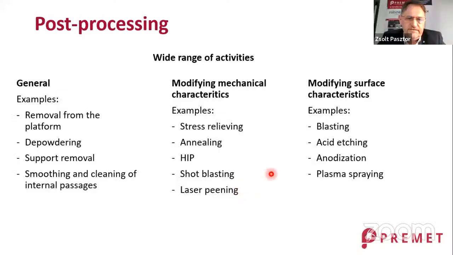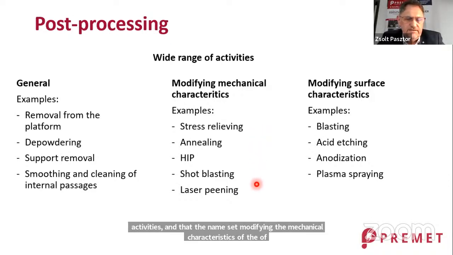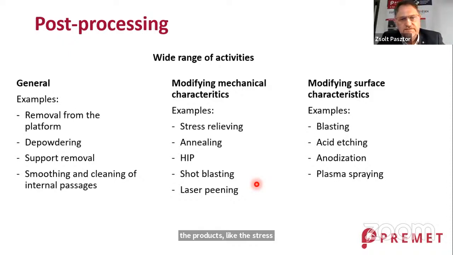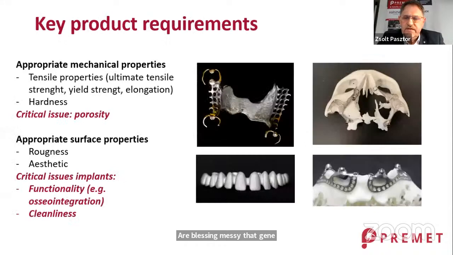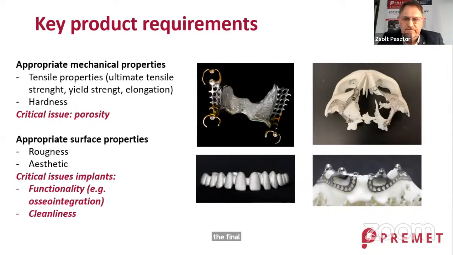the mechanical characteristics of the products, like stress relieving, annealing, heat treatment, shot blasting, laser printing, just mentioning a few ones. And there are also another set of activities aiming at modifying surface characteristics. A few examples are blasting, acid etching, anodization, or plasma spraying. So post-processing steps to be applied are determined by the final product specifications and also the final requirements.